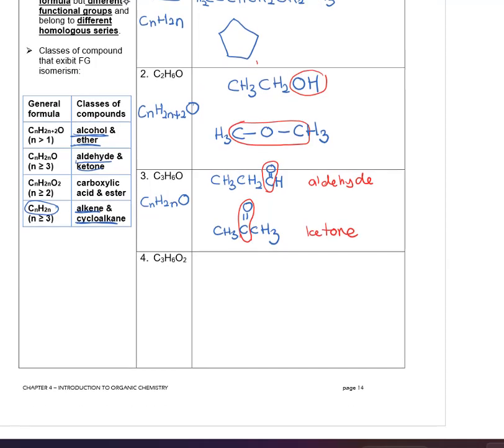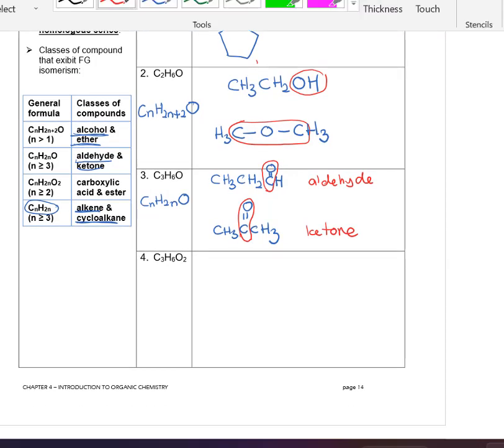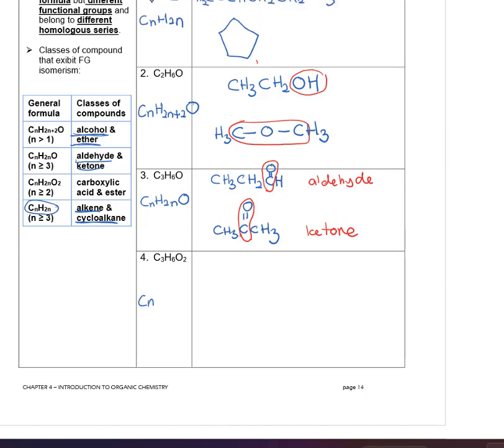And then the last one is CnH2nO2. This one is carboxylic acid and ester. So I can draw this one as a carboxylic acid, or I can draw this one as an ester. So, same molecular formula, different functional group.